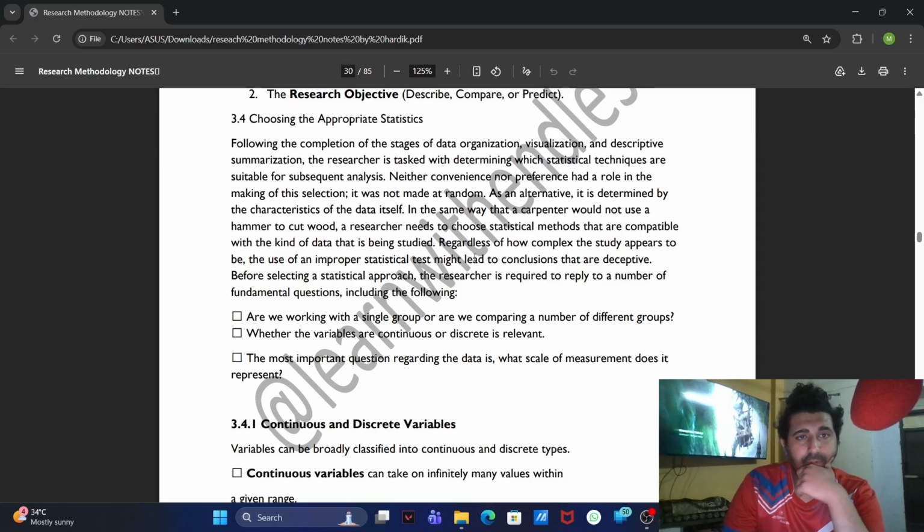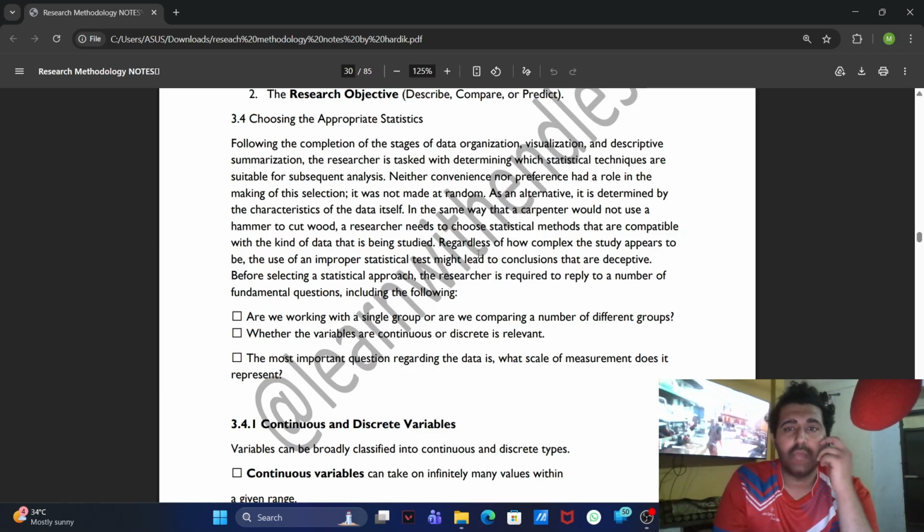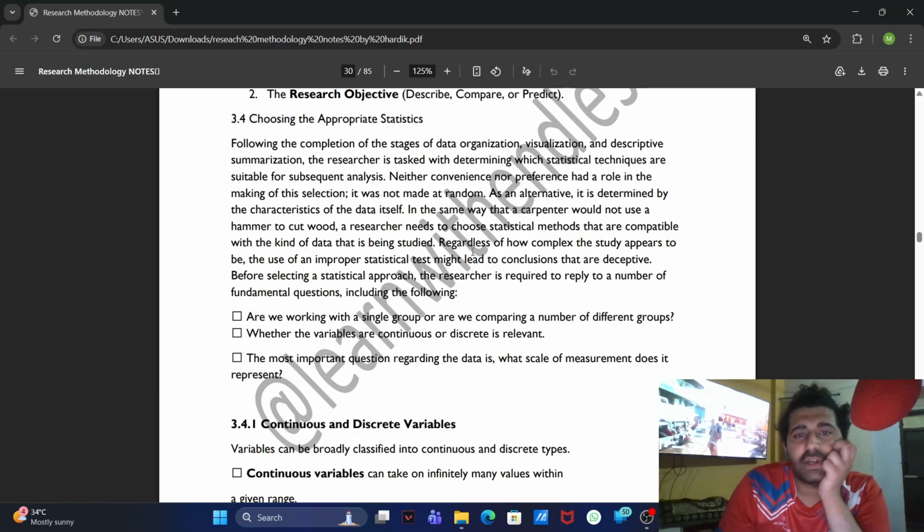Next topic, choosing the appropriate statistics. Following the completion of the stages of data organization, visualization, description, and summarizing, the researcher starts with determining which statistical techniques are suitable for subsequent analysis. Neither convenience nor preference has a role in making the selection. It is not made at random. As an alternative, it is determined by the characteristics of the data itself.